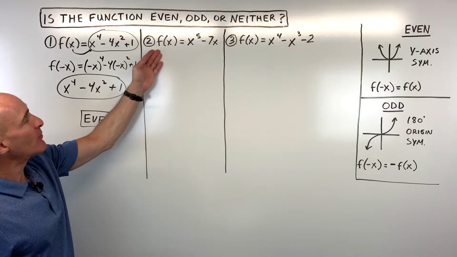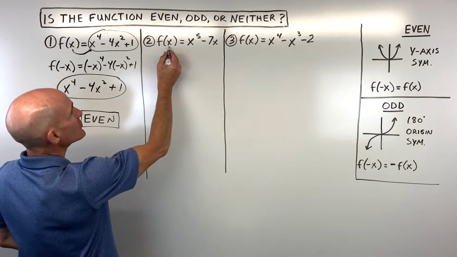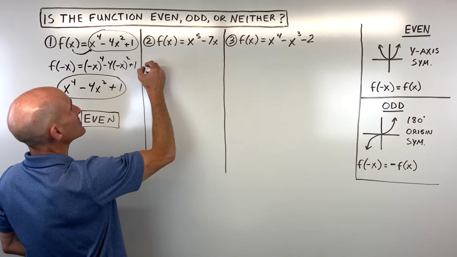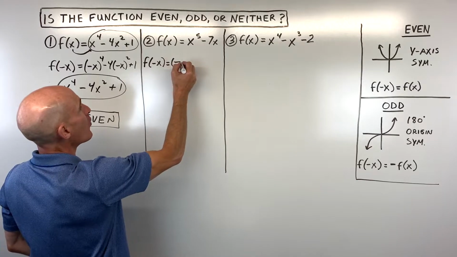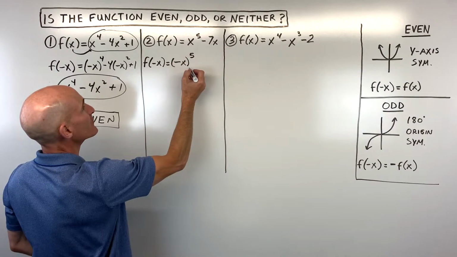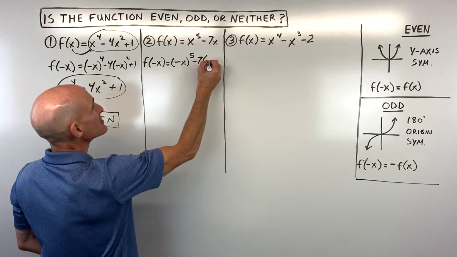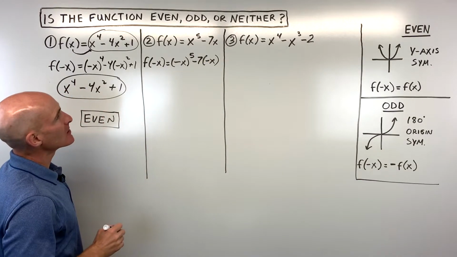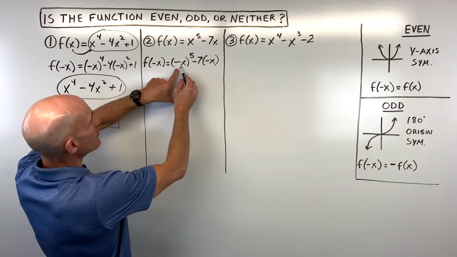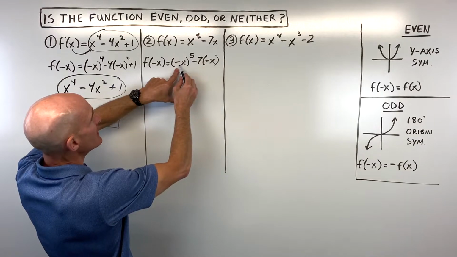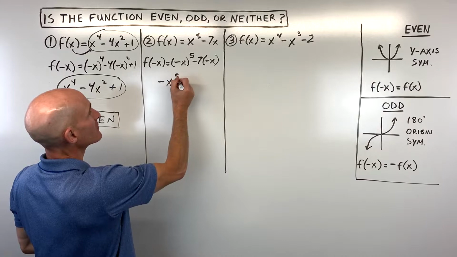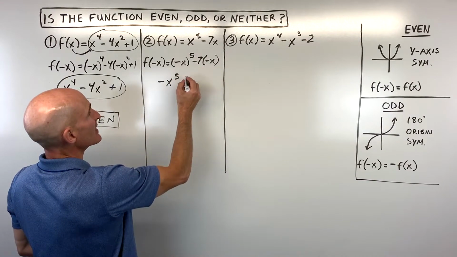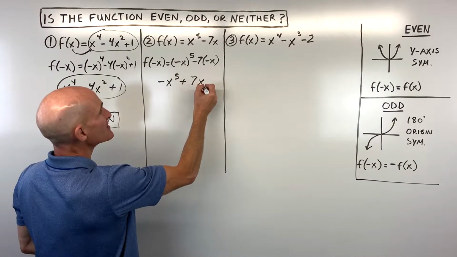Now, example number 2, same idea. Wherever you see x, you're going to replace it with negative x. So you can write it like this. f of negative x equals the quantity negative x to the fifth power minus 7 times negative x. Remember our order of operations. So parentheses, exponents, negative x to the fifth gives us a negative x to the fifth. And a negative x times a negative 7 is a positive 7x.